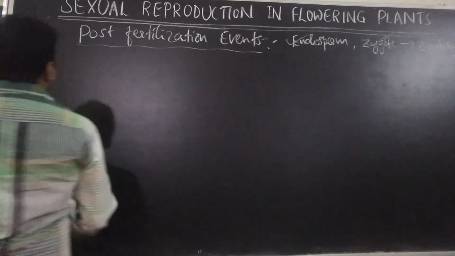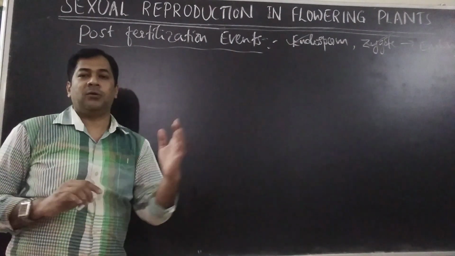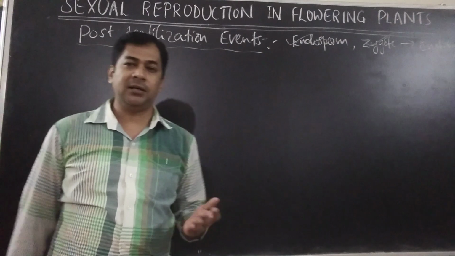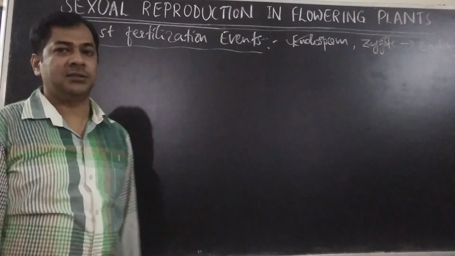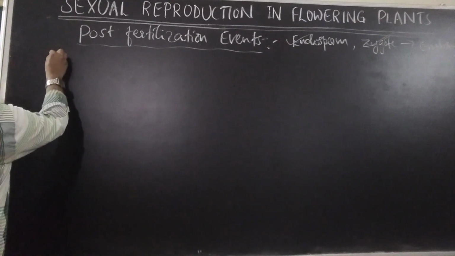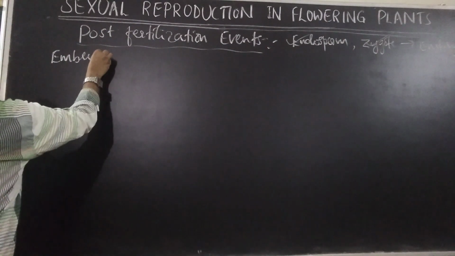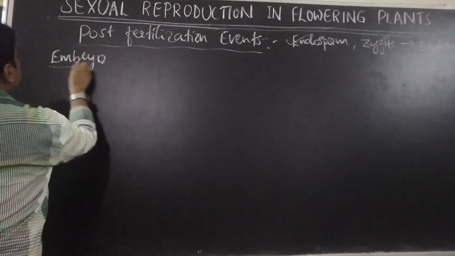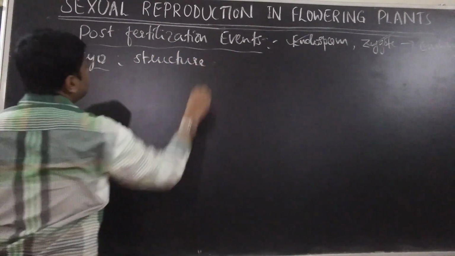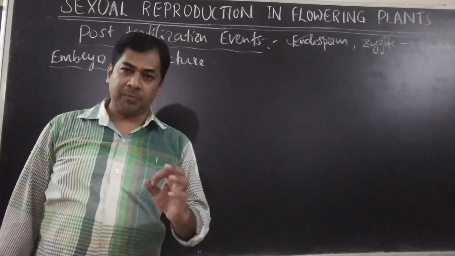So today we have to learn about different types of embryo, like dicot embryo and monocot embryo. Embryo of dicotyledonous plant and embryo of monocotyledonous plants. Let us see the structure of this embryo, how it will be. Okay, so the structure of embryo we should learn. First let us learn embryo of dicot plants.